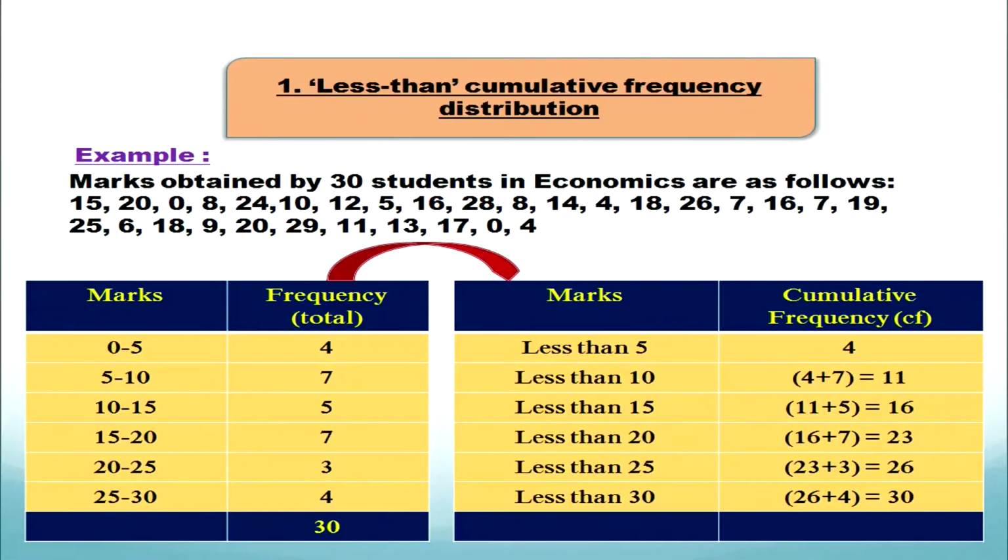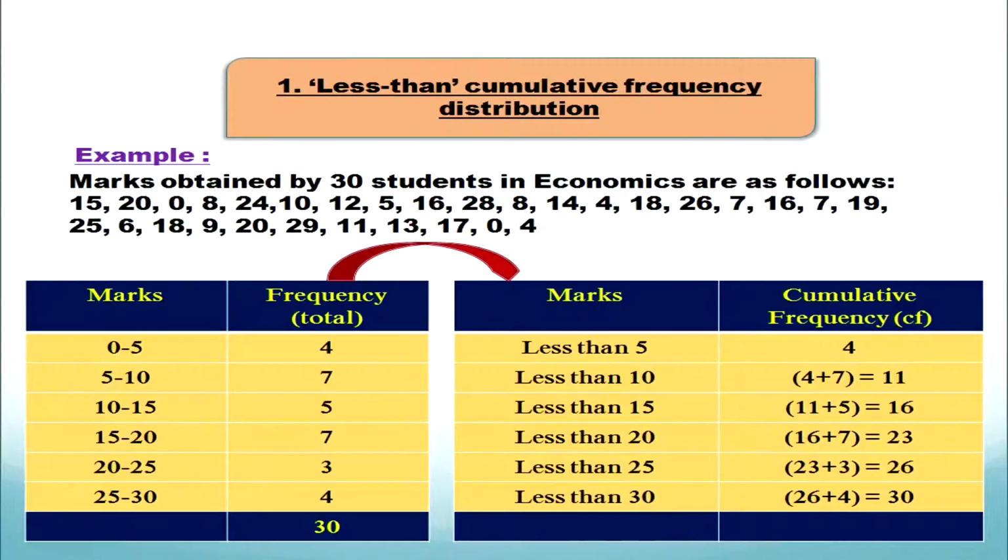The frequencies are 4, 7, 5, 7, 3, 4. The first step, sum total of frequency needs to be calculated. This will give us a cross check. So, every question should have a cross check while we are converting from one series to another. So, the total of the frequency is 30. We have learned this. Now, how to construct less than cumulative frequency distribution from it.